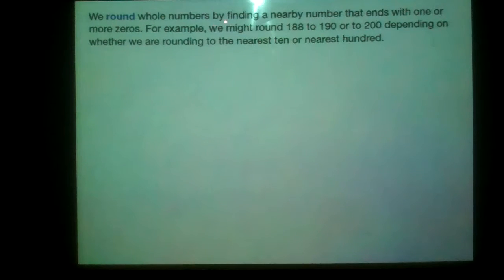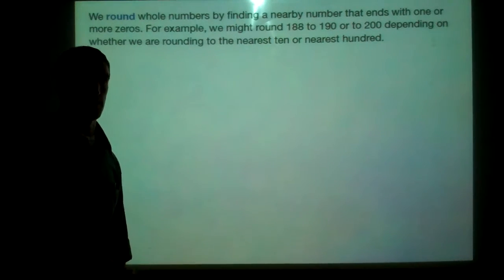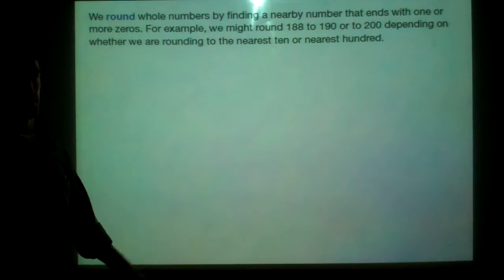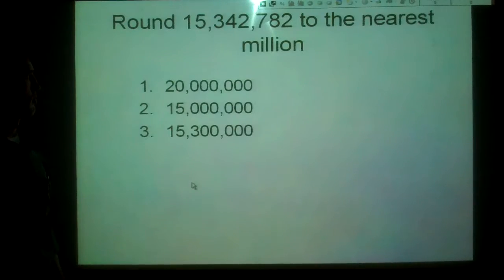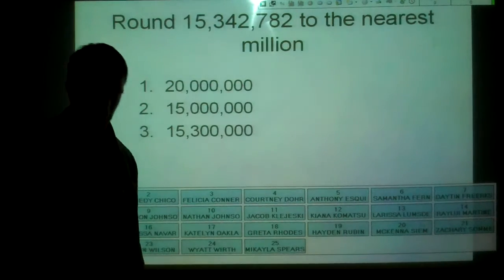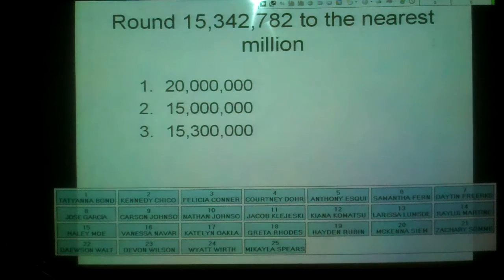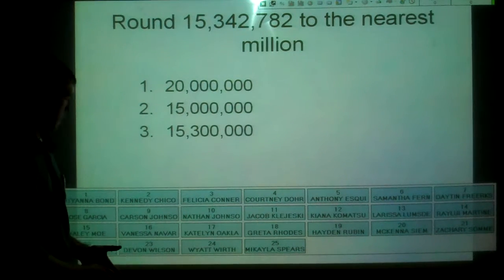We round whole numbers by finding a nearby number that ends with 1 or more zeros. Not the best definition in the world. The best thing to do is learn this by example. For example, we might round 188 to 190 or to 200, depending on whether we were rounding to the nearest 10 or the nearest 100. So it's really going to depend on which place value we would like to round to. Okay. So the first thing we need to do is figure out which place value we're talking about here.